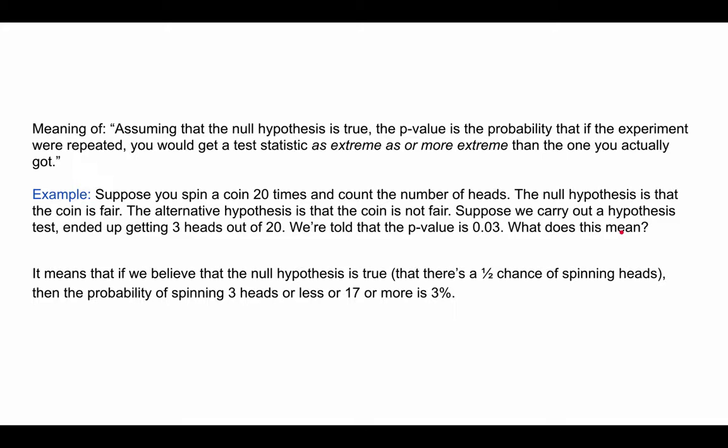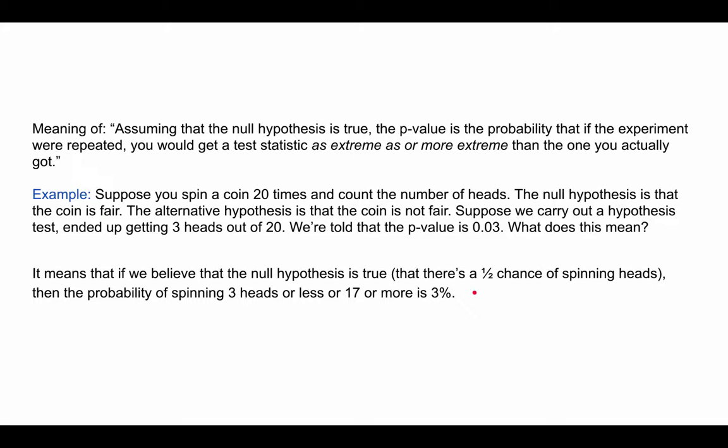So it means that if we believe that the null hypothesis is true, in other words, we believe there's a 1/2 chance of getting a heads each time you spin the coin, then the probability of spinning 3 heads or less, or 17 or more, is 3%. So when I say we get a test statistic as extreme or more extreme than the one you got, in this scenario, it would be 3 heads or less, or 17 or more. That would be like as extreme or more extreme.